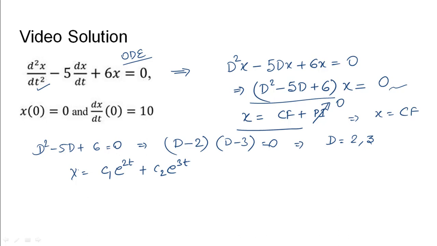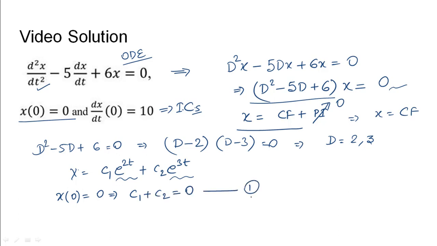Now in order to find the constant coefficients, we need to use the given initial conditions. The first initial condition is x of 0 is 0. When we substitute 0 in this, e^(2t) will become 1 and e^(3t) would also become 1. So this would become c1 plus c2 equals 0. This is our first equation.